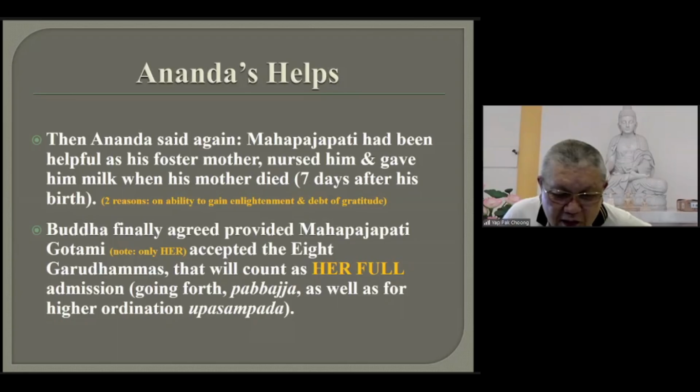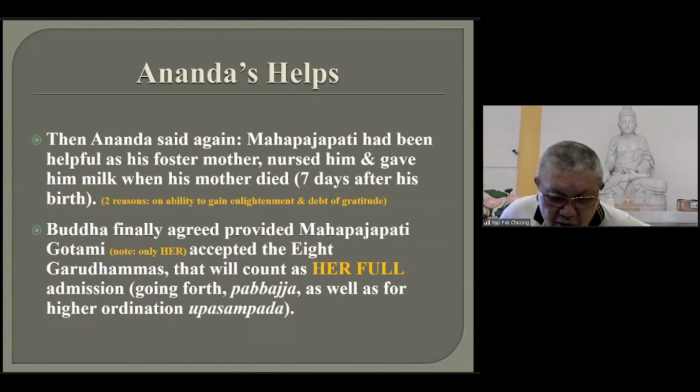The whole thing is about why Buddha changed his mind and allowed the woman to be ordained as a nun. Buddha finally agreed, but Buddha gave certain conditions. I can allow Mahapajapati Gautami to be ordained, to go forth and become a nun, provided she accepts the eight Garudhamma, that means the heavy rules.